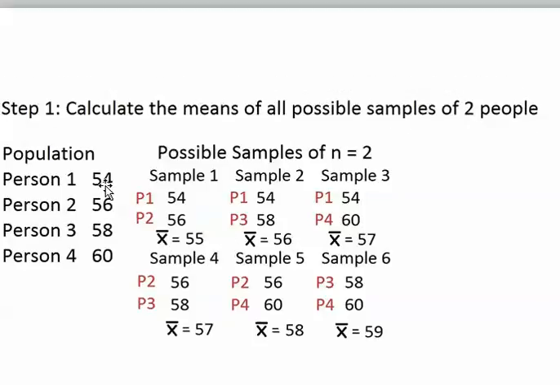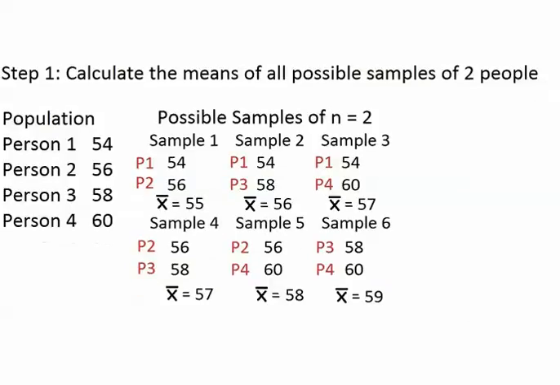We've already finished step 1. Step 1 is the same as it was before. We just sort the population into all possible samples of 2 people, and then calculate the mean of each possible sample. And then we get these 6 sample means.